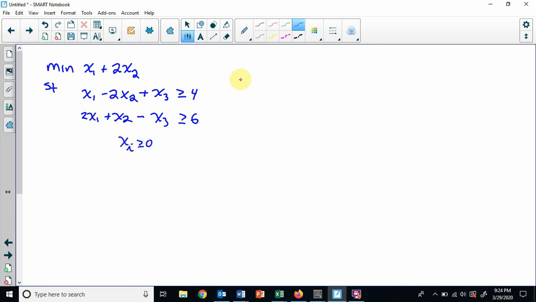So if we put this in a simplex table, x1, x2, x3, I'm going to need a slack or an excess variable for each constraint. Okay. And let's see. And so I have 1, negative 2, 1, negative 1, 0, 4, 2, 1, negative 1, 0, negative 1, 6. Because these are greater than or equal to, remember we're subtracting off the slack, so negative 1's there. But I can pivot to make these the variable that is in the basis.